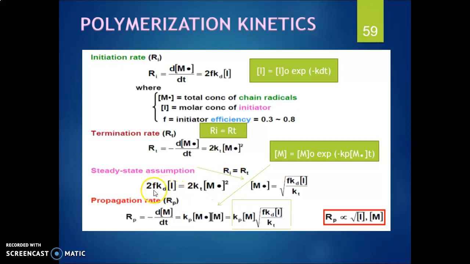And then you need to calculate the total concentration of chain radicals by using this formula, f kd I over kt. The value for kd will be given, also the value for kt. So we take the square root of this equation, then we get the total concentration of chain radicals. So this is the steady state assumption.